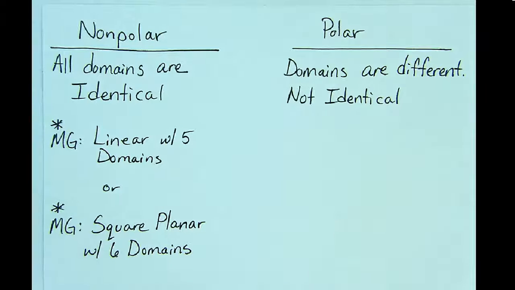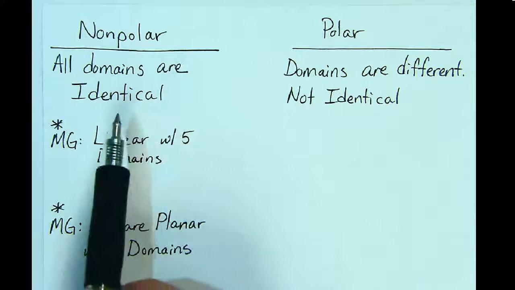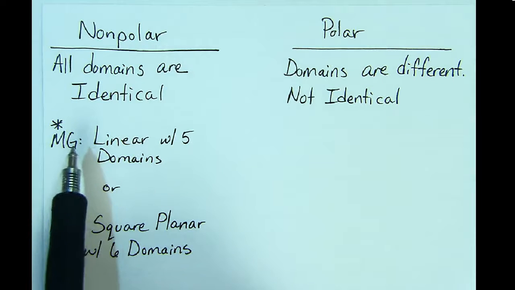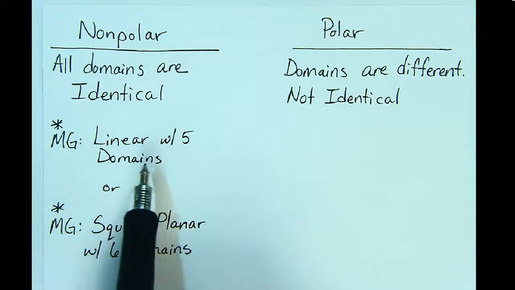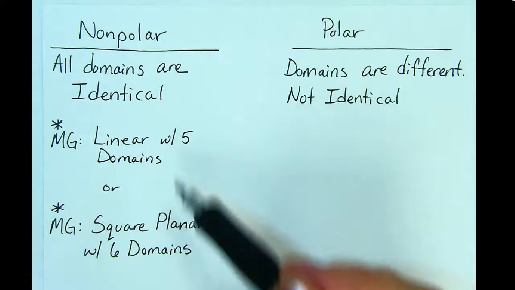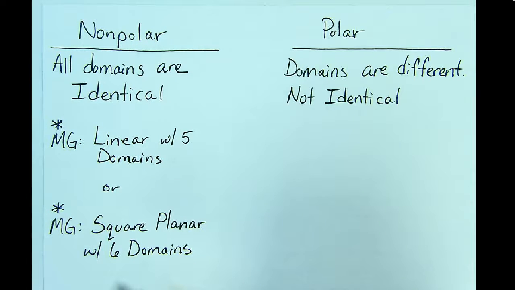Here's your note card for this section. You have a nonpolar molecule when all domains are identical. There are two exceptions. When you have a molecular geometry that's linear when it's five domains, or if you have a square planar when you have six domains, these are going to be considered nonpolar. They have lone pairs on them, but the configuration has dipoles that cancel. If it's polar, then it's going to have domains that are different or not identical.